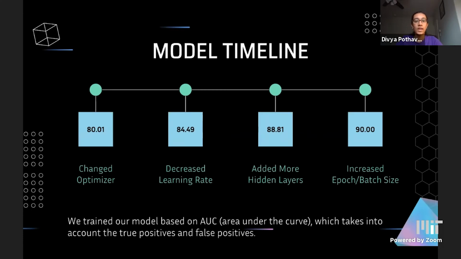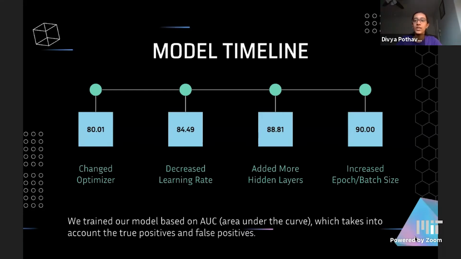So this is a few key points from our model over time. We trained our model based on something called AUC, which is the area under the curve. This metric takes into account true positives and false positives. We used AUC as our metric for optimization because we wanted to make sure to maximize the true positives, and also AUC was better fit to our data.